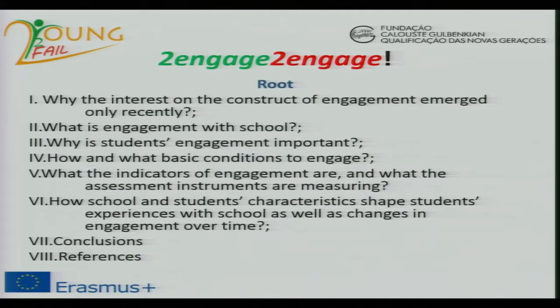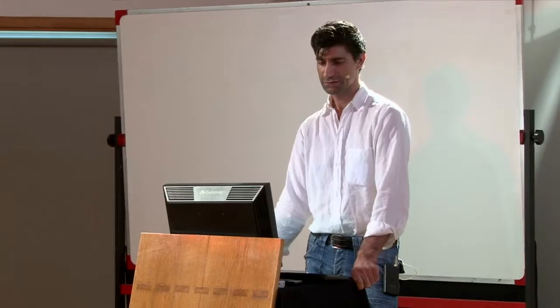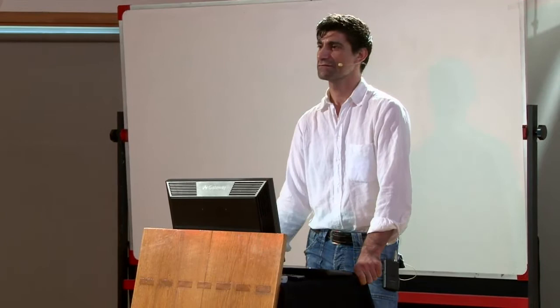So my purpose today is to reflect with you about this construct, which is relatively new in science, at least in this formulation. And this is my proposal for our reflection. Firstly, I would invite you to reflect about why the interest in the construct of engagement emerged only recently. Secondly, I would invite you to reflect about what is student engagement with school.